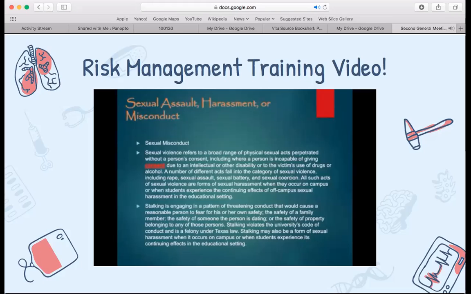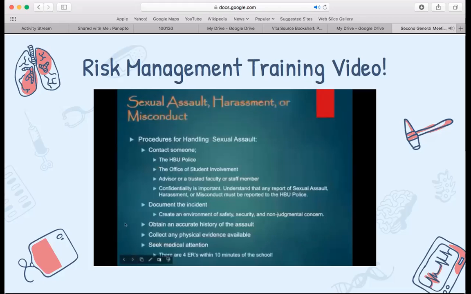Stalking is also considered a form of sexual misconduct, something that makes you fear for your own safety. It can be considered a felony under Texas law. So if you feel like you're being stalked, definitely call our campus police, and they'll be on the lookout. Just make sure to keep any and all details together so that you can create a correct report.